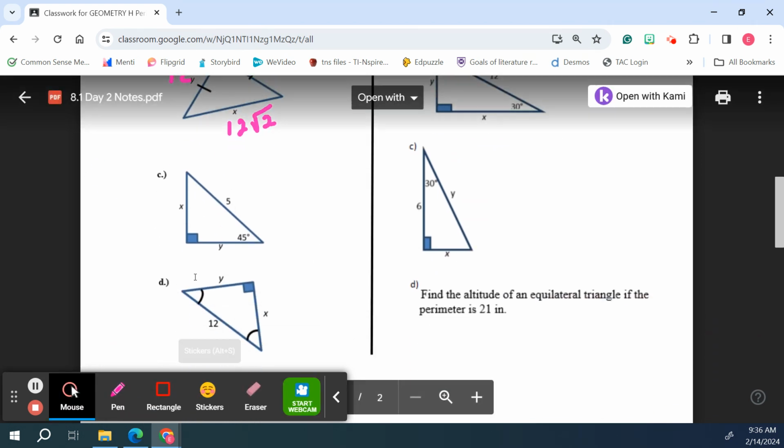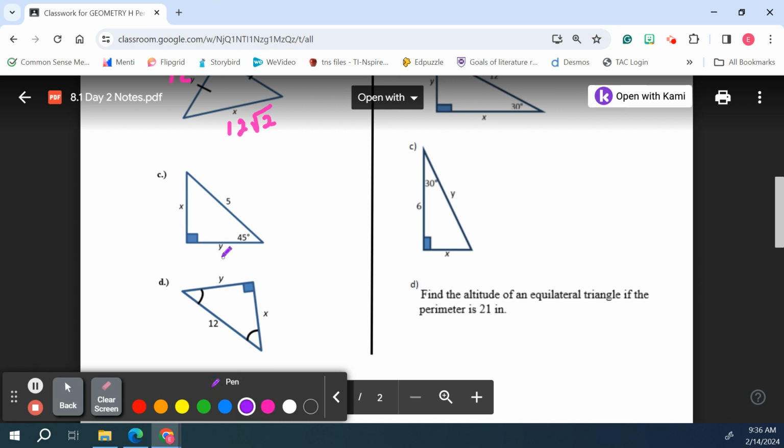Let's take a look at C. Now, in this case, they're giving us the hypotenuse. We know that this is isosceles because this is 45, that's 90. In order to complete the 180, this has to be 45 degrees as well. So we have the hypotenuse, but we need to find the legs. Remember that our triangle rule is x square root 2.